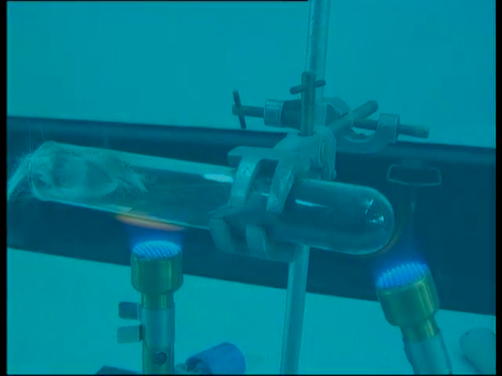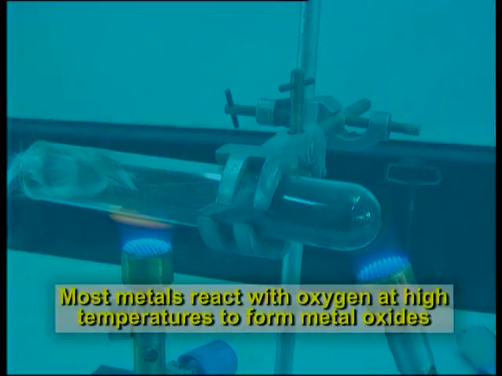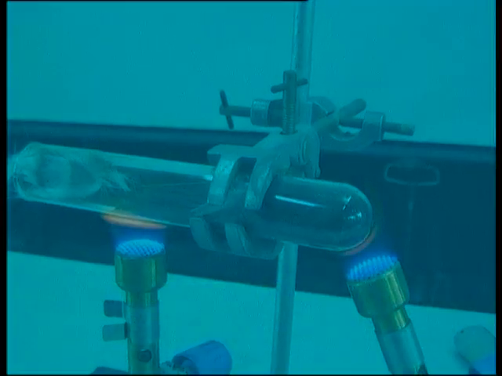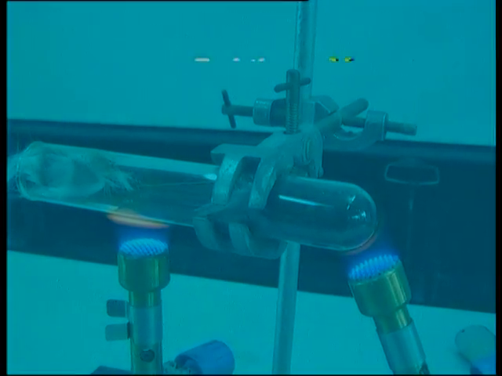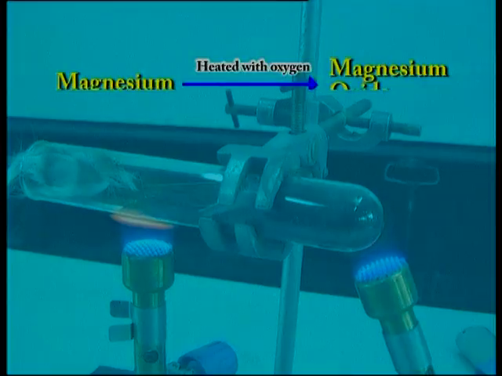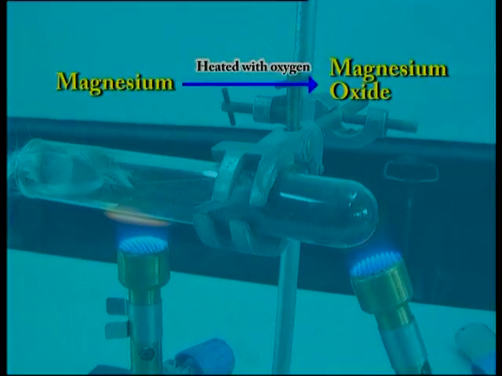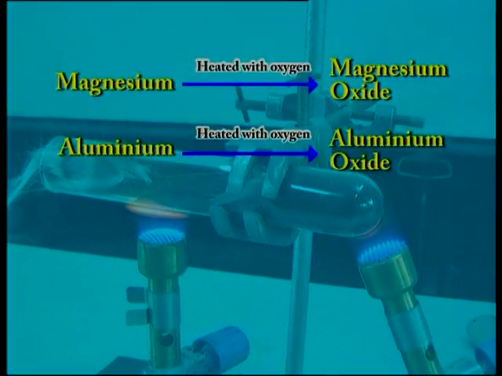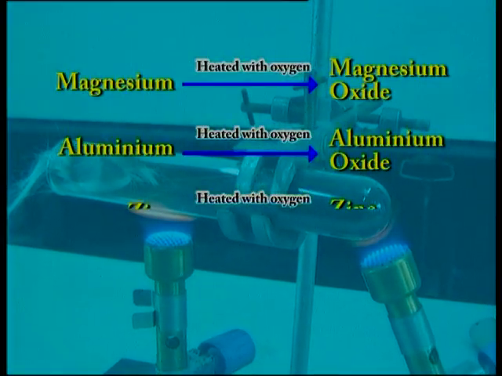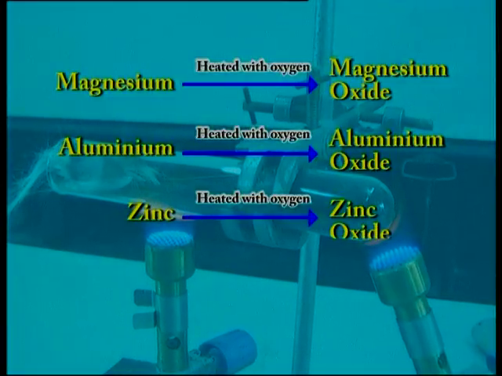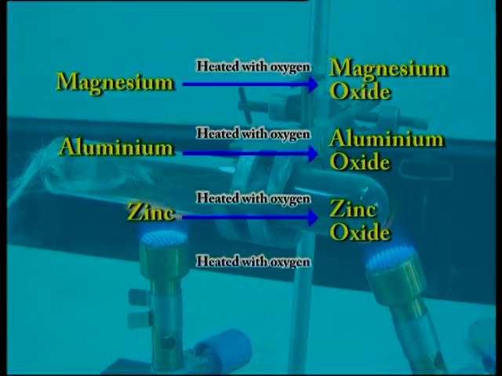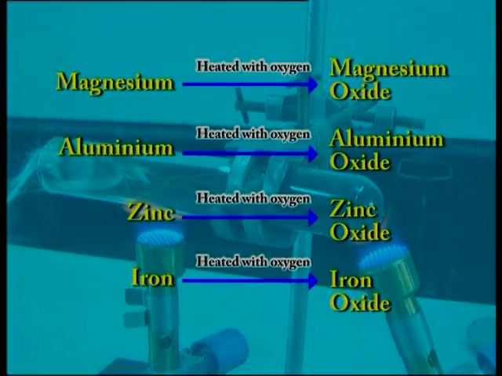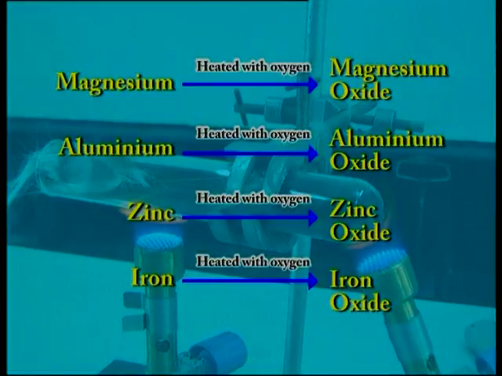We can now conclude that most metals react with oxygen at high temperatures to form metal oxides, which means magnesium, when heated, reacts with oxygen to form magnesium oxide. Aluminium reacts with oxygen to form aluminium oxide. Then, zinc reacts with oxygen to form zinc oxide, while iron reacts with oxygen to form iron oxide.